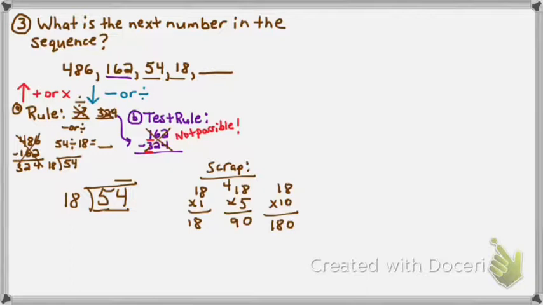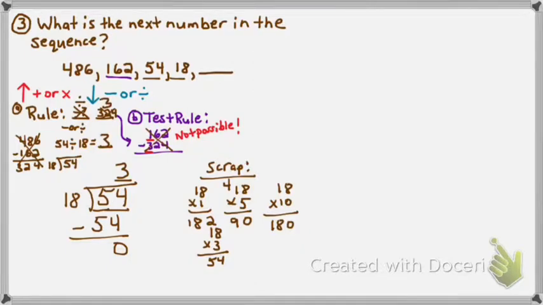I know that I need a number as close as possible to 54 without going over it. 18 times 1 is 18, 18 times 5 is 90. I feel like 54 is somewhere in the middle of that. So I'm going to try 18 times 3. 8 times 3 is 24, put down the 4, carry the 2. 3 times 1 is 3 plus 2 is 5. Oh, that's perfect. So that is going to be a 3. 3 times 18 equals 54. 54 minus 54 is 0. There's nothing to bring down, so my answer is 3.